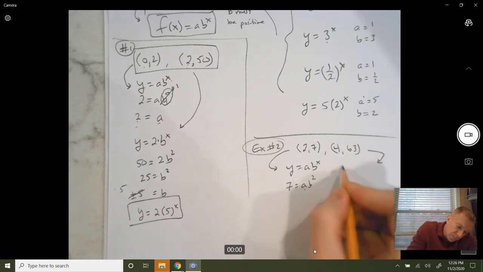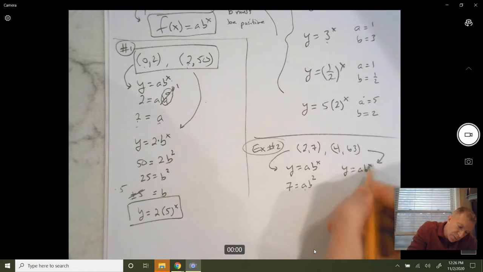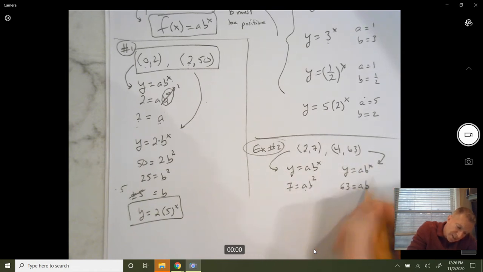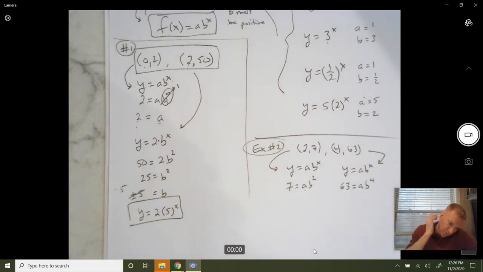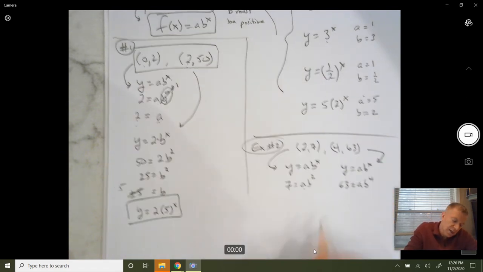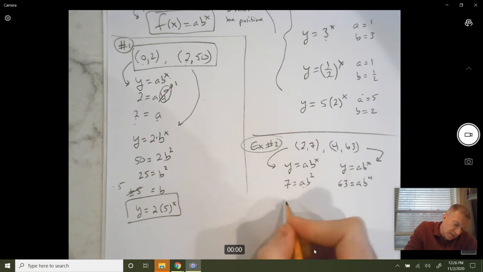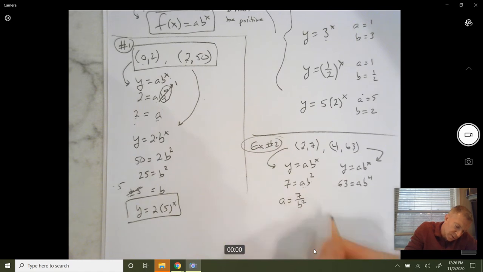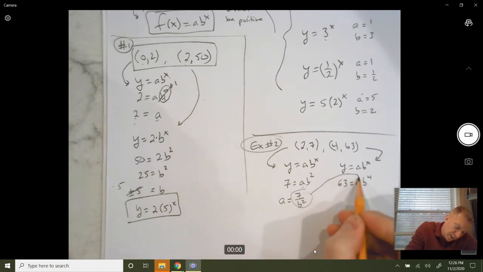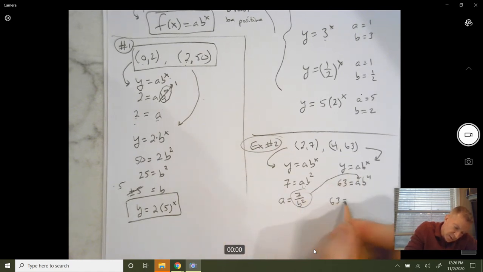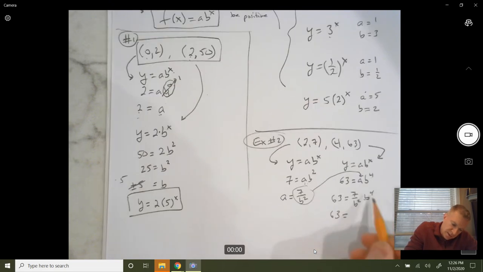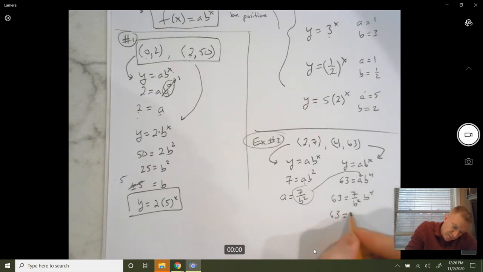Let's plug this one in. Y equals a times b to the x. We'll plug in 63 for y and 4 for x: 63 equals a times b to the 4th. So now we've got two equations and two unknowns. Let's solve for a. A is equal to 7 over b squared. So I can use substitution and plug that in over here: 63 equals 7 over b squared times b to the 4th. The b's reduce, so 63 equals 7 b squared.